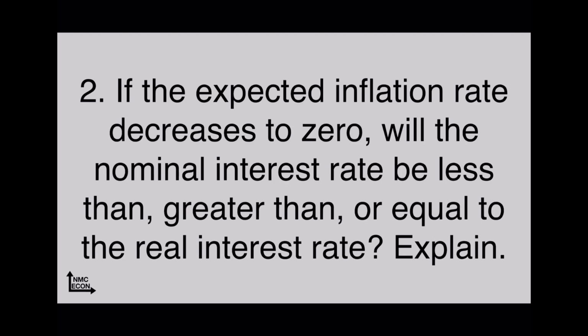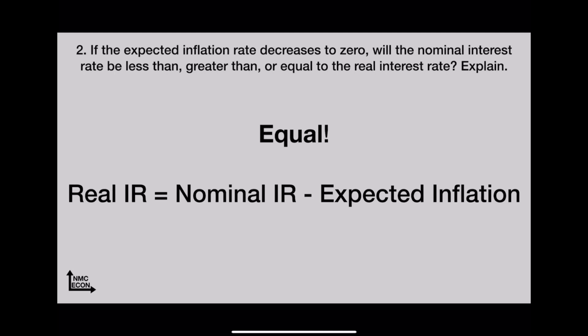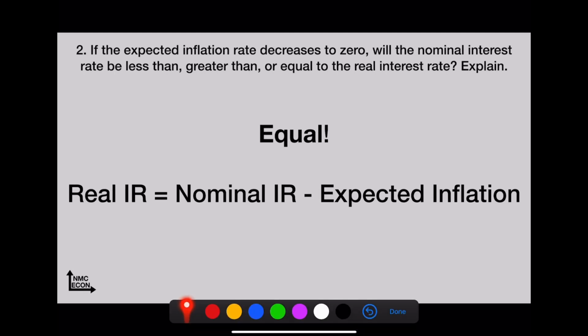All right, so the answer to this one is, here's the formula you got to know, and you can use this as your explanation. The real interest rate is equal to the nominal interest rate minus the expected inflation, or factoring in the expected inflation. If you have no inflation happening, there's really nothing to add or subtract from this nominal interest rate. That means real equals nominal.